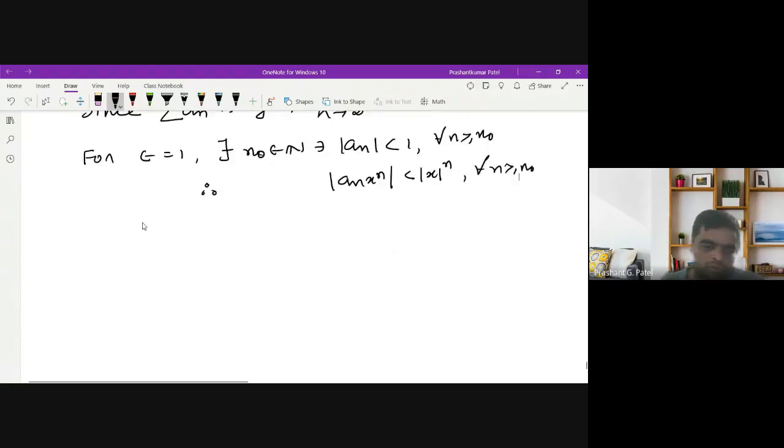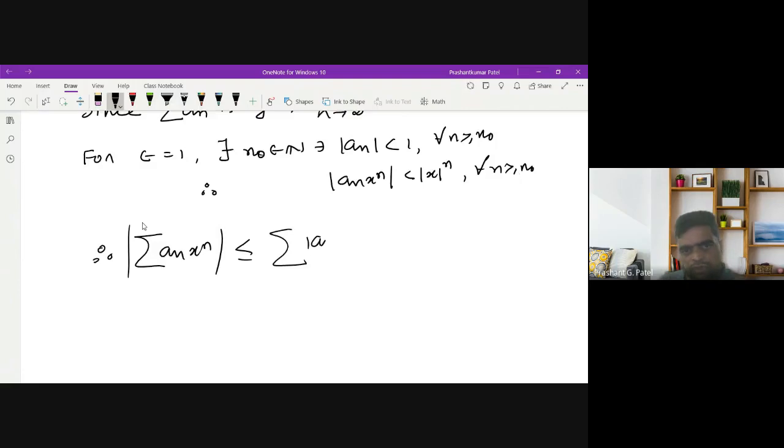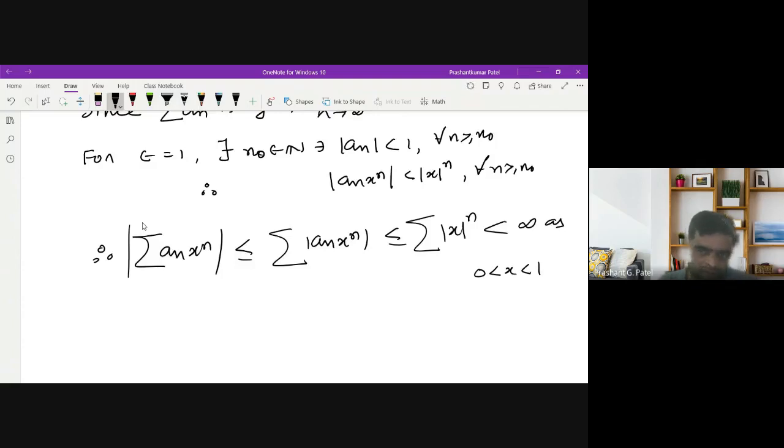So what we can say is that the summation of |a_n x^n| is less than or equal to the summation of |x|^n, which is convergent, as x is between -1 and 1, due to the geometric series, or |x| is less than 1. Due to this geometric series, we can say that it is convergent. So we can say that the summation of a_n x^n is convergent.